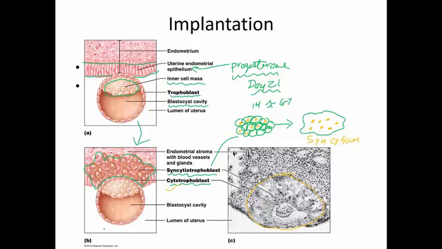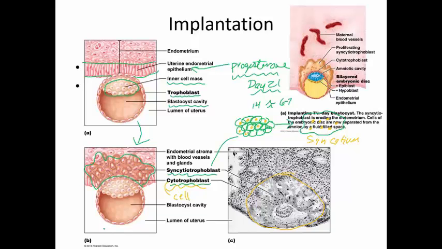So what are the cytotrophoblasts? Cyto means cell, and these are the cells that just maintain their plasma membrane and maintain that structure as the blastocyst is implanting. And it has to be fully implanted. It doesn't get partially implanted. It has to be fully engulfed by the endometrium.